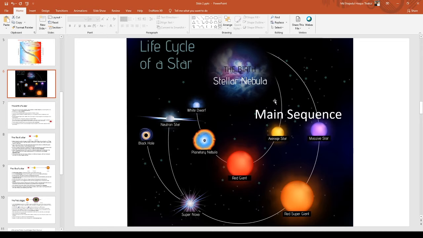This is the life cycle of an average star or a low mass star. This is the life cycle of a large star or a massive star, or a more massive star than the sun. This is the life cycle of a sun-like star. Exam questions also ask you like this. This is the life cycle of a sun-like star. This is the life cycle of a star much more massive than the sun. So nebula to main sequence to red supergiant to supernova to black hole or neutron star.